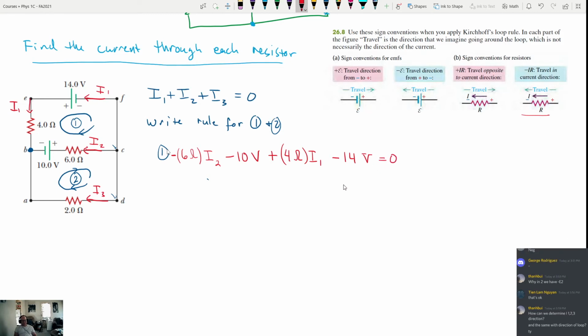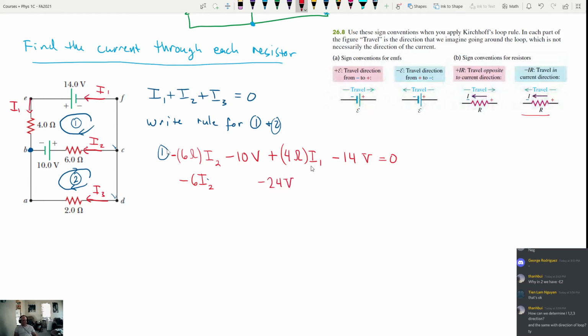And that's equal to 0. That's the first loop. I'm going to write this in a little simpler way. I'm going to drop all the ohms off of everything, so it's just going to be 6I2. And let's combine together the 10 and the 24, so we'll get minus 24 volts.